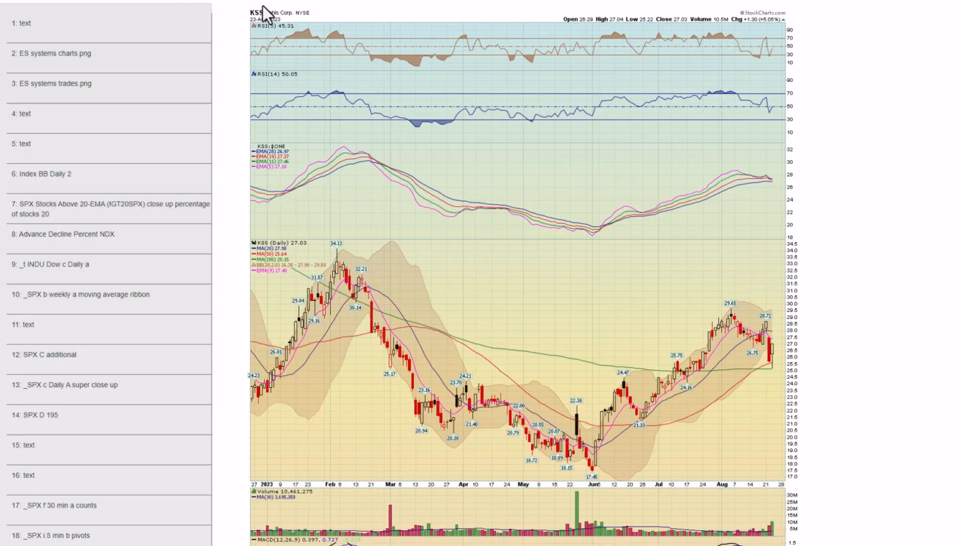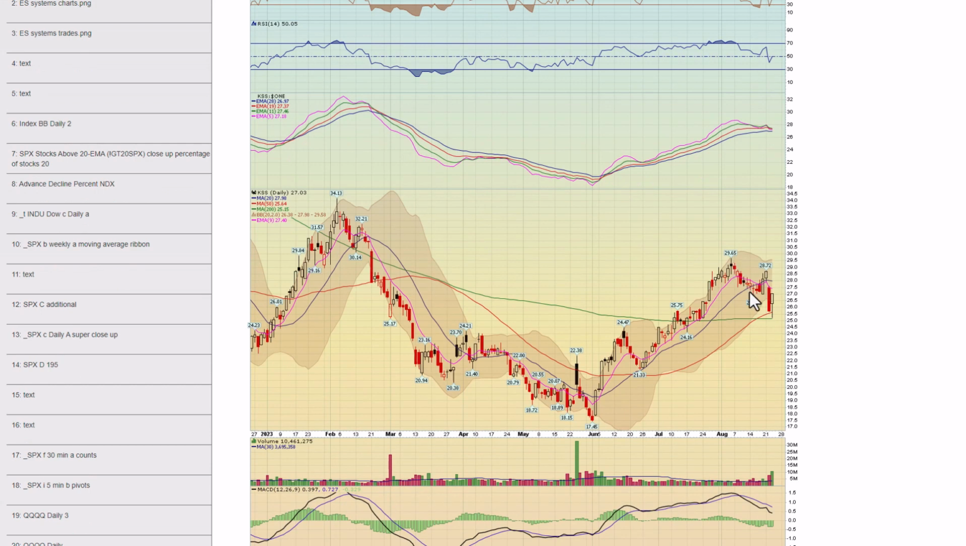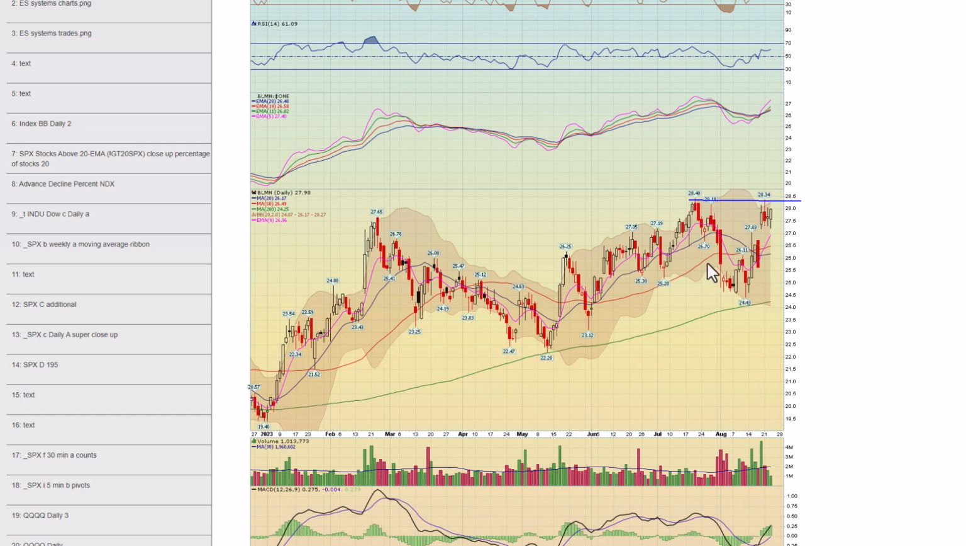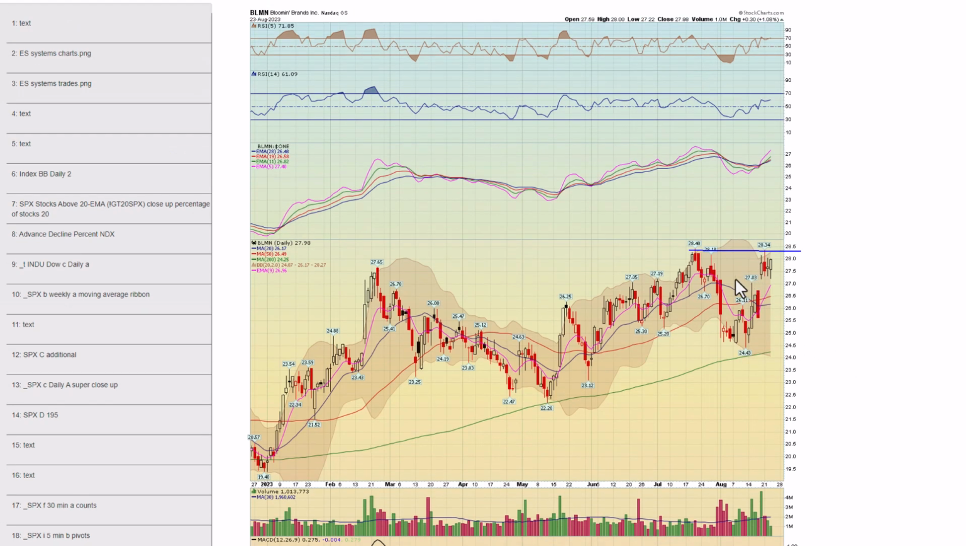Chart 86, KSS, Kohl's. Technically, you have a three-wave ABC pullback, bounce off the 200-day moving average. Could be a long with a stop right there at today's lows. Chart 87, BLMN. Here's another one, last one, little breakout over this area.